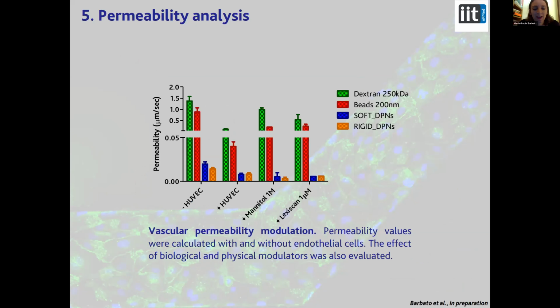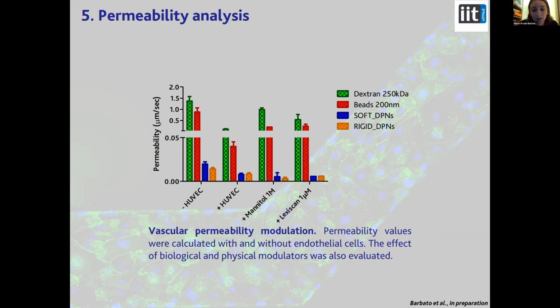And so at this point, we tested the permeability of these different probes without HUVEC, so just testing the extracellular matrix, and with the presence of HUVEC, and we also tested mannitol and Lexiscan, that are 2 different modulators of the endothelial barrier. In particular, mannitol is a clinically relevant model that is used, for example, for the osmotic opening of the endothelial barrier of the blood-brain barrier, and Lexiscan was used in particular for cardio applications, but had also some clinical trials for the selective opening of the endothelial barrier.